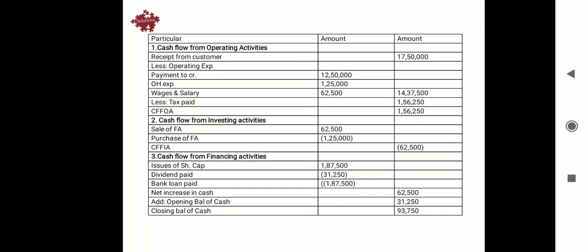Clear? So this is how you can use the direct method to calculate cash flow from operating activities. So for the day, this much. Try to solve it once or twice, and if you're not getting it, definitely I'm here for you. You can ask me any doubt related to the subject and the question answers.